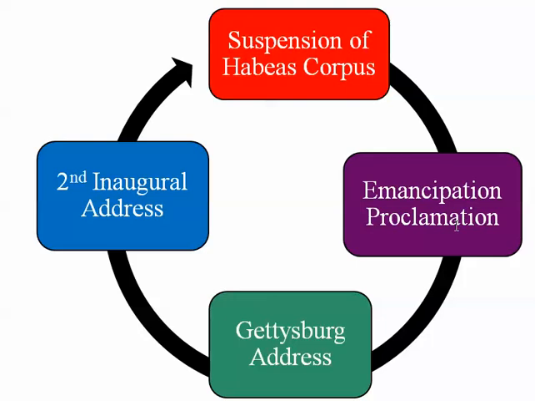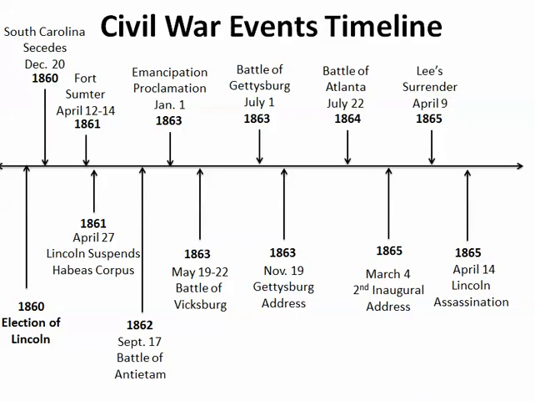We're going to talk about it in a different substandard. But Emancipation Proclamation was another way it showed he wanted to save the Union. We'll talk about that when we get there. And I'm going to use this timeline to go through the events of the Civil War. We'll refer back to it.